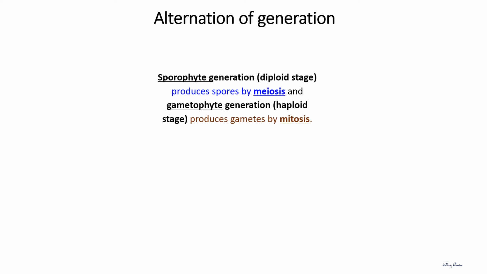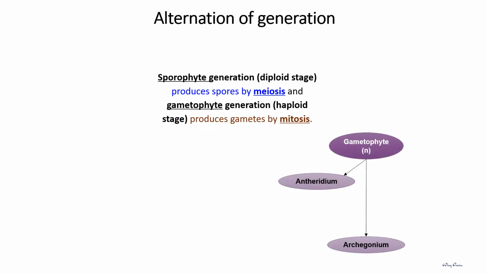All plants of Kingdom Plantae show alternation of generation in their life cycle. Sporophyte generation is the diploid stage, which produces haploid spores by meiosis. And gametophyte generation is the haploid stage, which produces haploid gametes by mitosis.